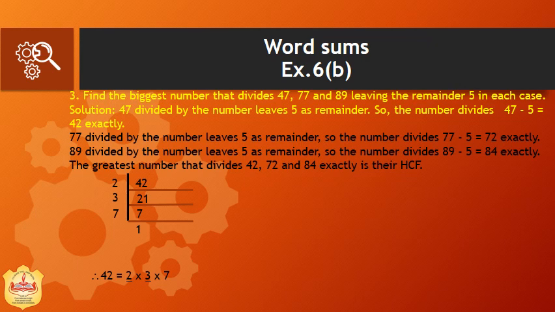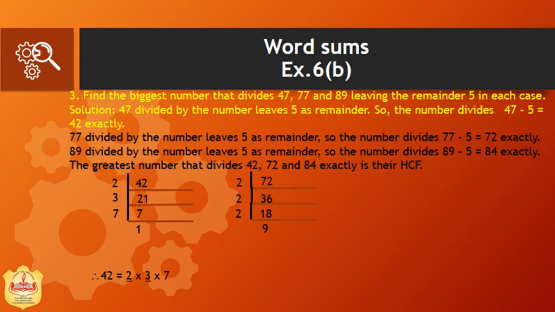Now let's come to the next number, that is 72. 72 is an even number, so let us divide 72 by 2. And what do we get as a quotient? We get 36. Now 36 again is an even number. It can be divided by 2. So let's divide it by 2. And we get 18 as the quotient. So now again, 18 is an even number. So let us divide it by 2. And what do we get? We get 9 as quotient.